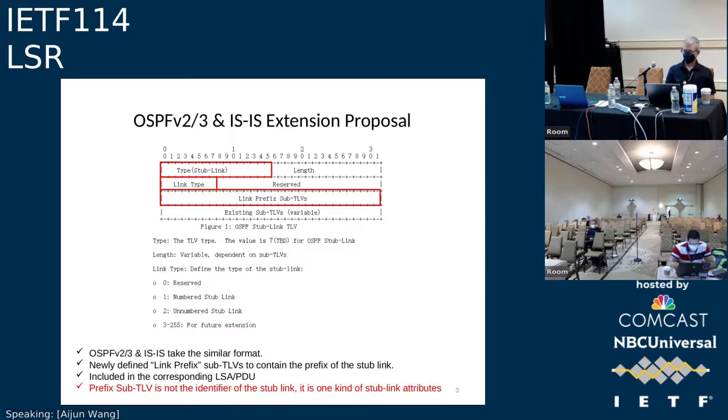As a comment from Keaton, we may change the container for this newly defined TLV to a more general LSA. And here we want to point out clearly that the prefix TLV is not the identifier of the stub link. It is just one kind of stub link attribute, the same as other already defined sub-TLVs for the link attribute.